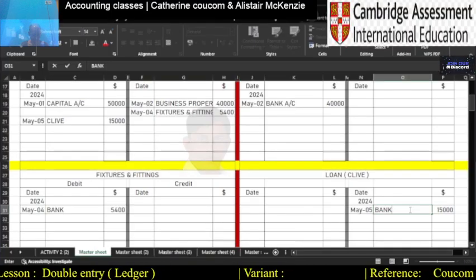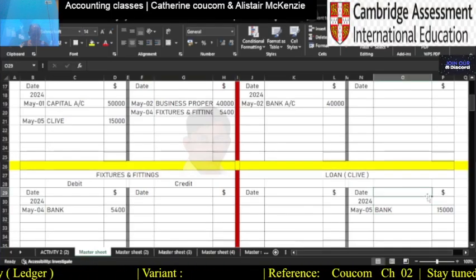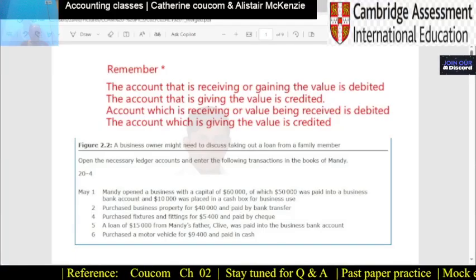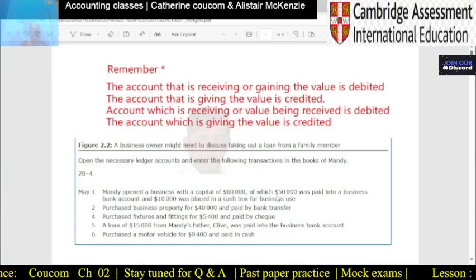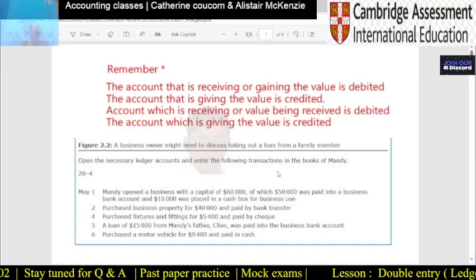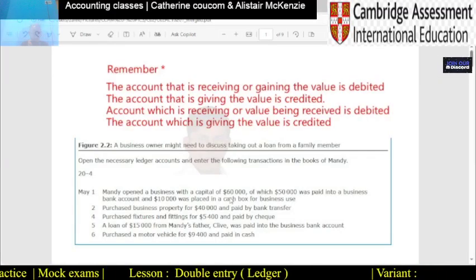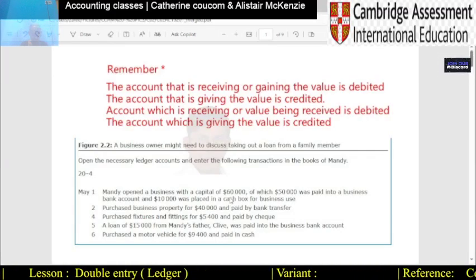Clive has paid to the bank 15,000. So that's all. Enter the opening necessary. Enter the following transactions in the books of Mandy. So done. So we have entered all the transactions.